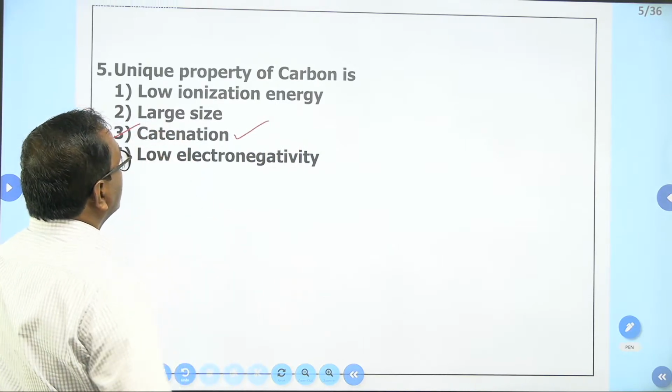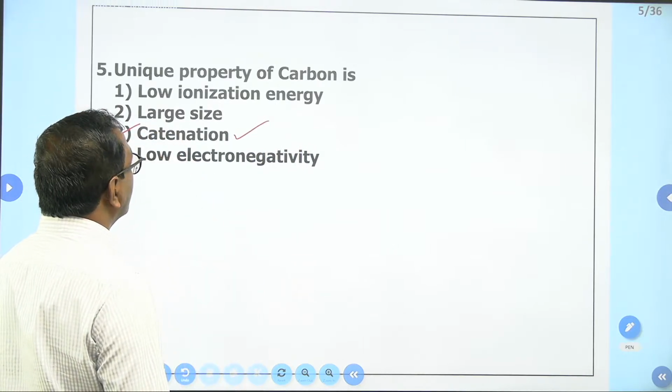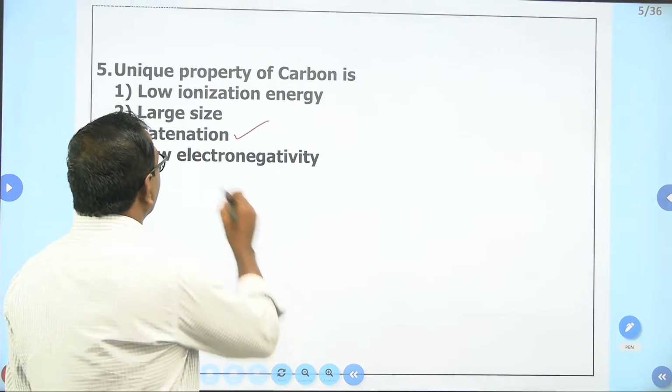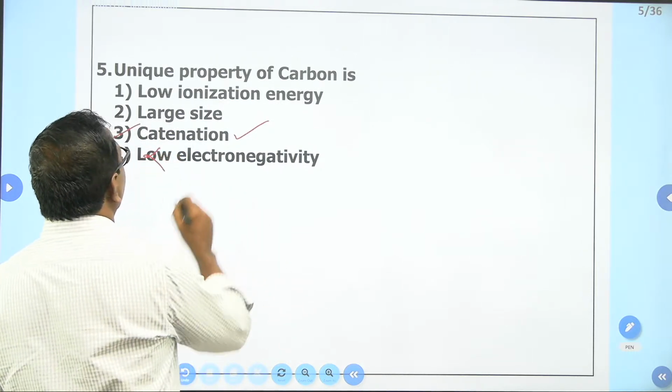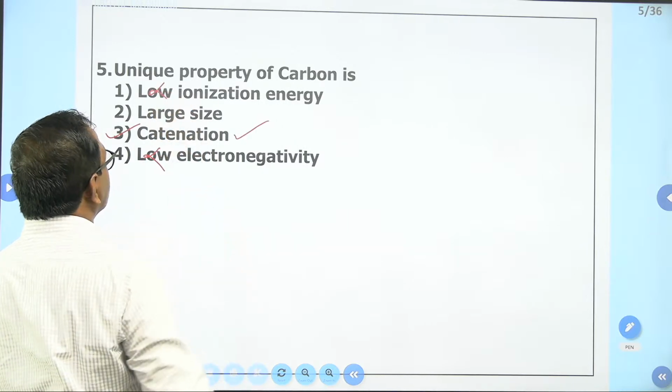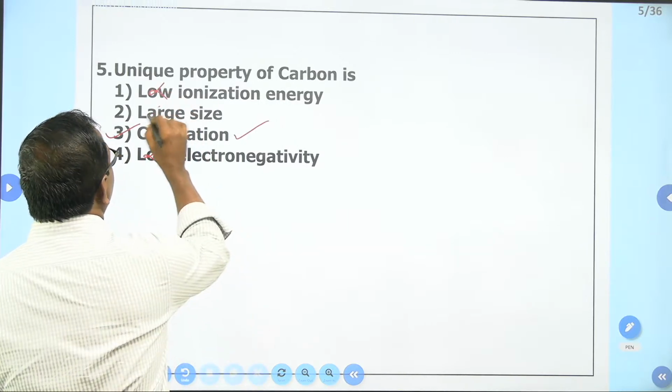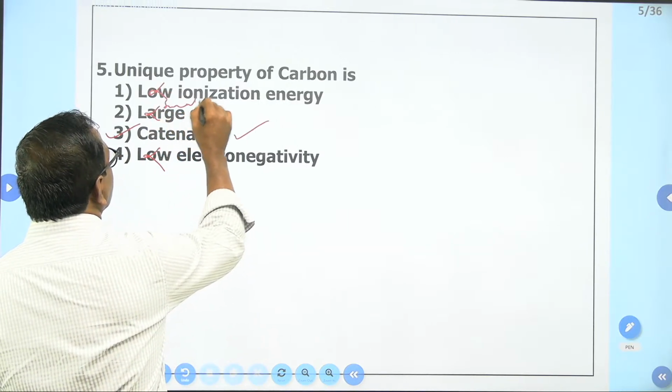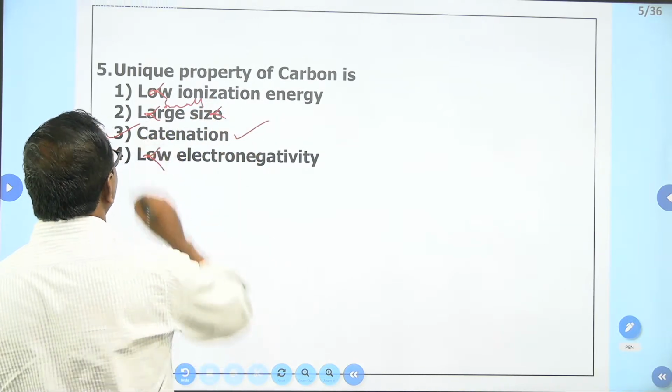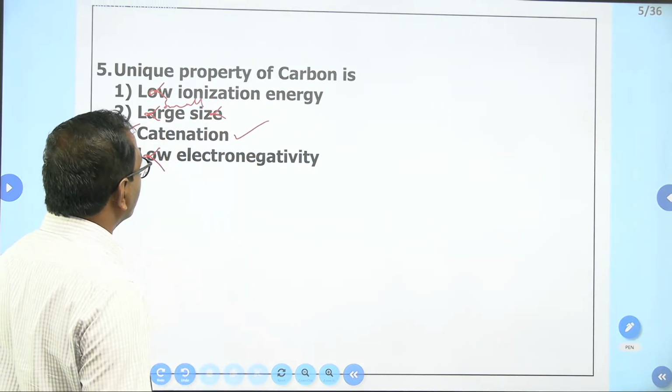And next one, carbon has low electronegativity. This is wrong. Carbon has high electronegativity. The next option is also wrong. Carbon has high ionization energy. This is also wrong. Carbon has small size, not large size. Only catenation is the unique property of carbon.